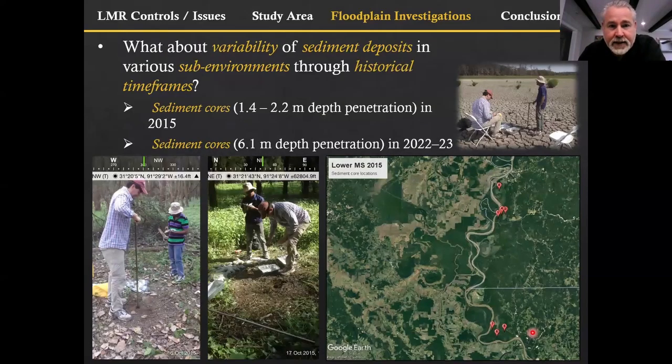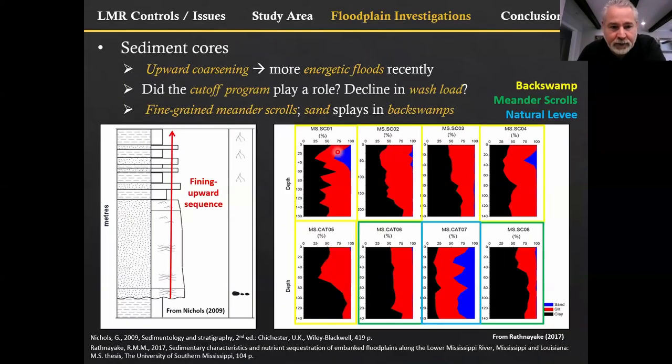Finally, I'll take a look at some of these historical time frames in terms of how these flood events match up historically, and of course that involves getting sediment cores in these same environments. And in 2015, we got shallow sediment cores down to about 2 meters of depth. In following up, the U.S. Army Corps of Engineers funded us in 2022 and 2023 to go in with a Geoprobe drill rig and get sediment cores up to a depth of about 6 meters below the surface in different environments across the floodplain.